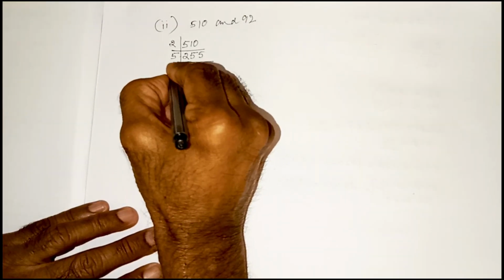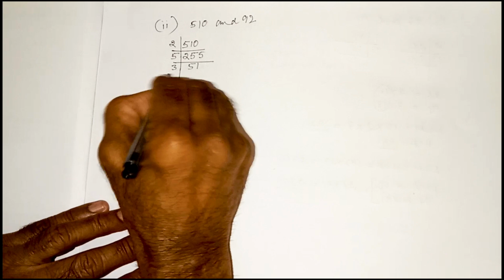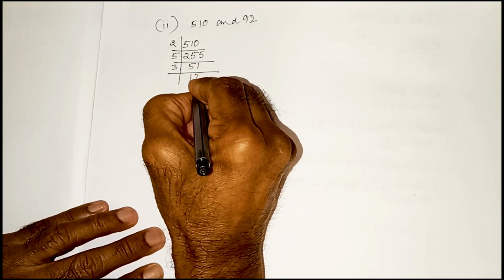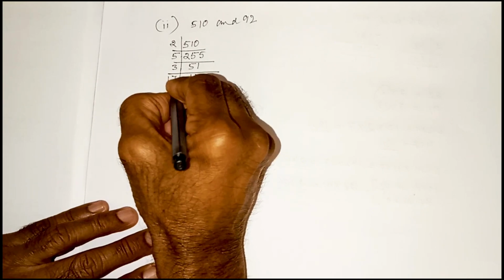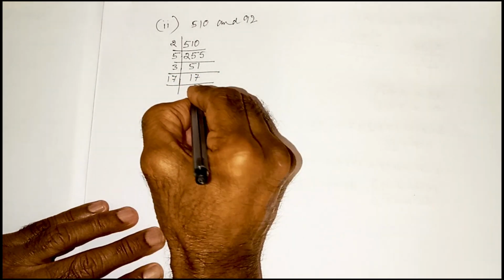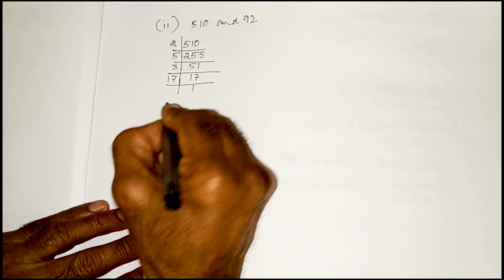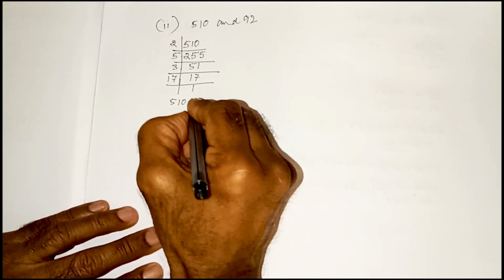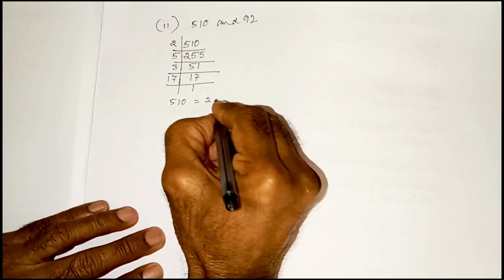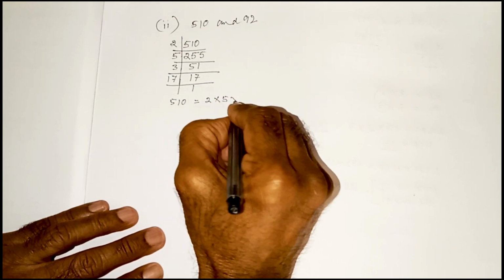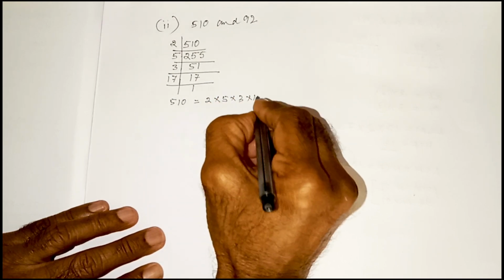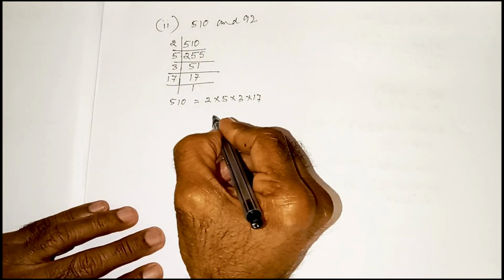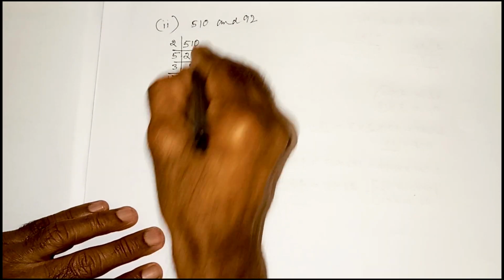Now you try with 3 now. 3 into 1 is 3, you get 21. 3 into 7 is 21. You can only try with 17 further. 17 into 1 is 17. You find that the factors of 510 are 2 into 5 into 3 into 17. This is the answer for the first number.